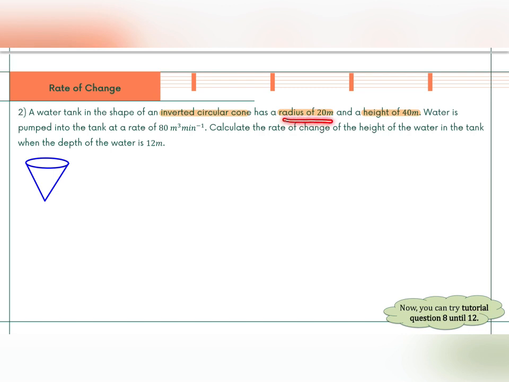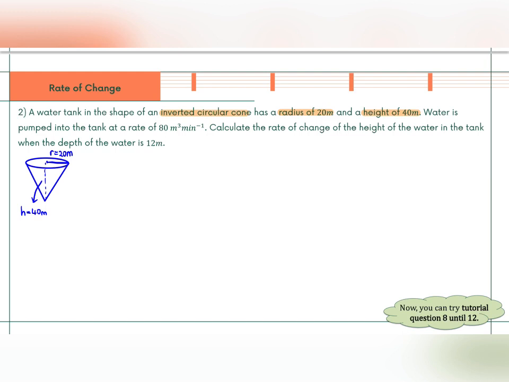So the radius of our cone is 20 meter. So saya lukis terus. Radius kat sini R is equals to 20 meter. And the height of the cone here, H is equals to 40 meter.